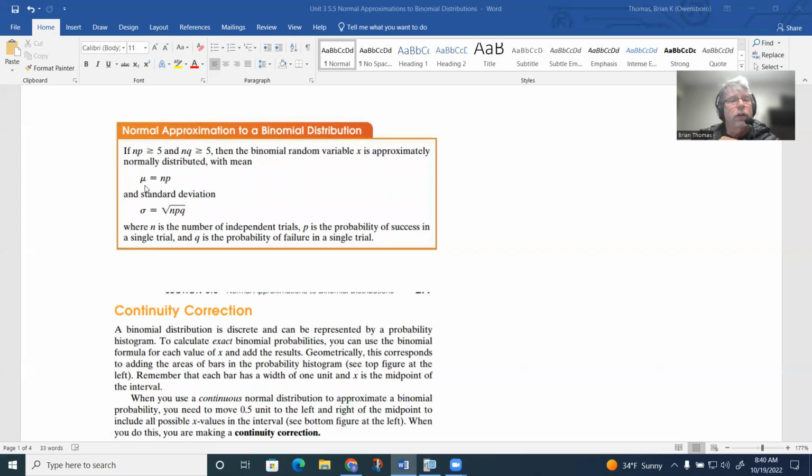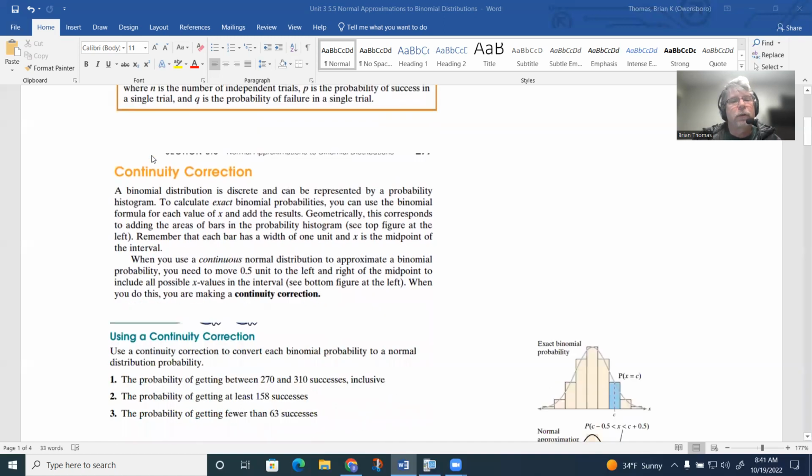So again, we know that the mean is going to be n times p, and the standard deviation is going to be the square root of n times p times q. Remember, n is the number of independent trials, p was the probability of success in a single trial, and q is the probability of failure in a single trial. So the number of trials times the probability of success has to be greater than or equal to 5 for us to be able to use a normal distribution. If our data does not meet that criteria, then we're stuck with the binomial distribution.